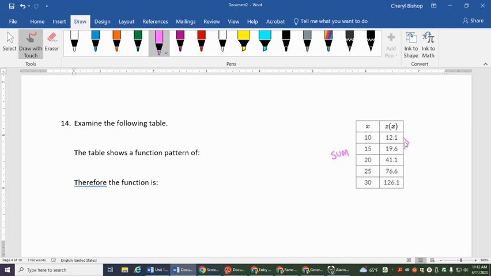If I do 19.6 minus 12.1, it's 7.5. If I do 41.1 minus 19.6, that's 21.5. If I do 76.6 minus 41.1, that's 35.5. And if I do 126.1 minus 76.6, that's 49.5.